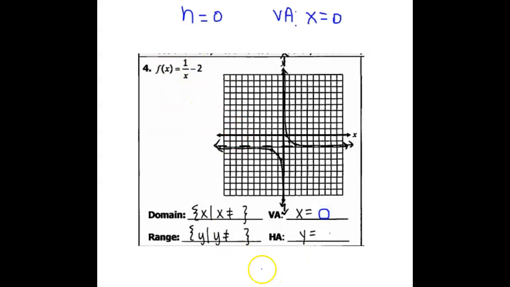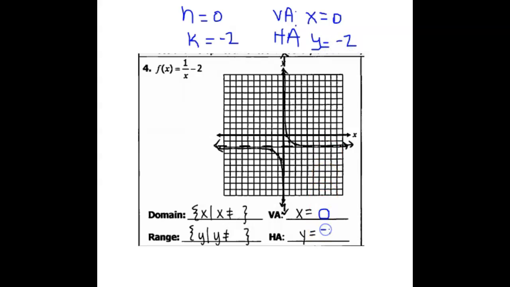Now, if I look at my horizontal asymptote, I know that is the k value. Well, in this case, k is equal to negative 2. So I know my horizontal asymptote happens when y equals negative 2.